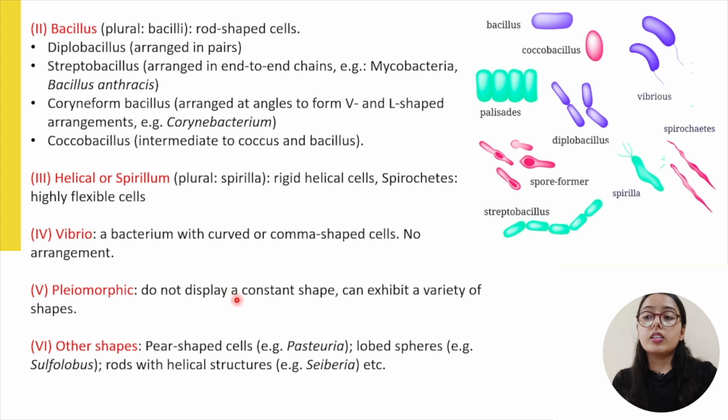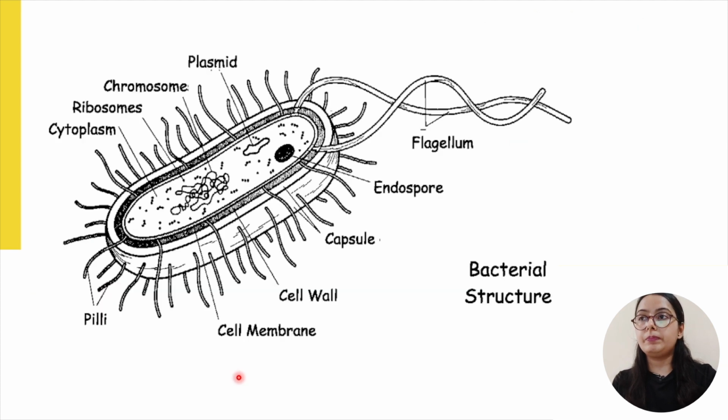Similarly, when there is no constant shape and a particular bacterium can exhibit a variety of shapes, such a phenomenon is called pleomorphism, and such a shape is called a pleomorphic shape. The other shapes are pear shape, for example, in organisms that have a typical pear-like shape. Then there are lobed spheres, and there are also rods with helical structures.